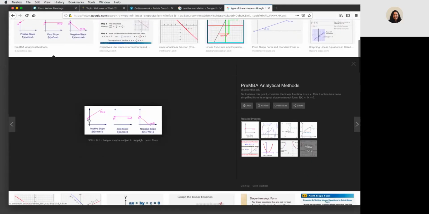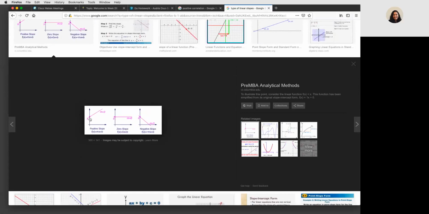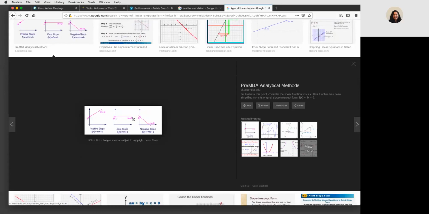If you have a line going in this direction, which means as you move to the right, your line goes up, this is a positive slope. Positive slope. If your line is horizontal, this is a zero slope. This is what I set my treadmill at when I'm walking on my treadmill. So you would set it at 0, which means it's totally flat.